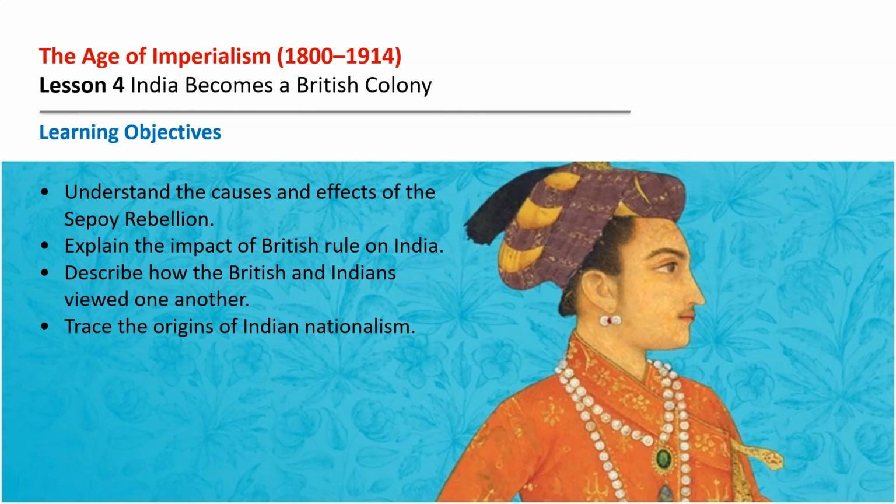And if you remember, Sepoy is a term we've talked about before. We'll look at the impact of British rule on India, both positives and negatives. And then we'll look at how the British viewed the Indian people and how the Indian people viewed the British. And finally, at the end, we'll trace the beginnings of Indian nationalism, which will eventually, in the mid 20th century, lead to Indian independence, but it takes a long time to get there.